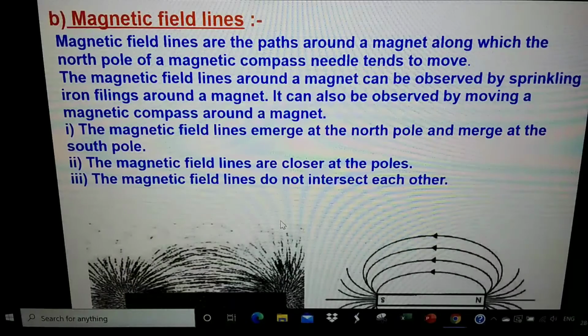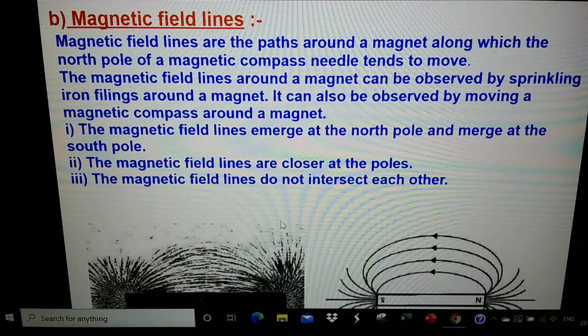Magnetic field lines. Magnetic field lines are the paths around a magnet along which the north pole of a magnetic compass needle tends to move. The magnetic field lines around a magnet can be observed by sprinkling iron filings around a magnet. It can also be observed by moving a magnetic compass around a magnet.